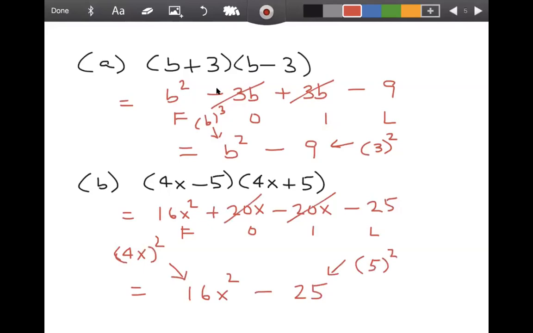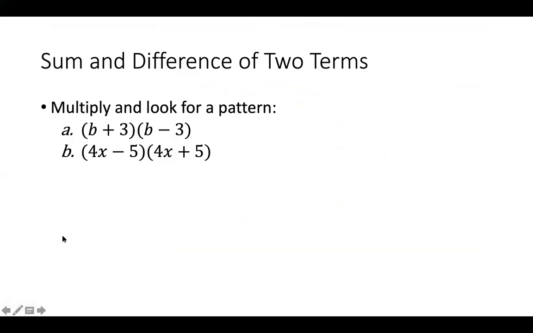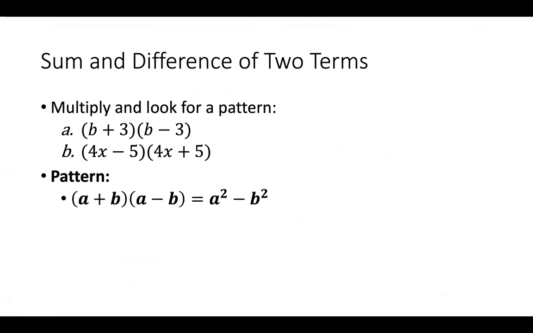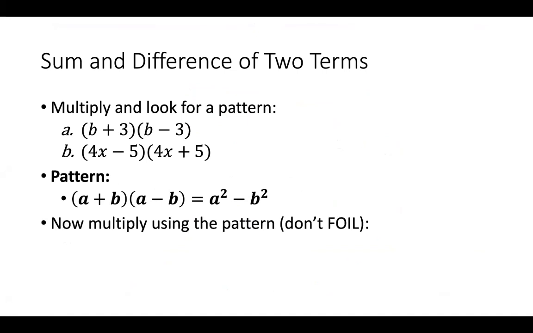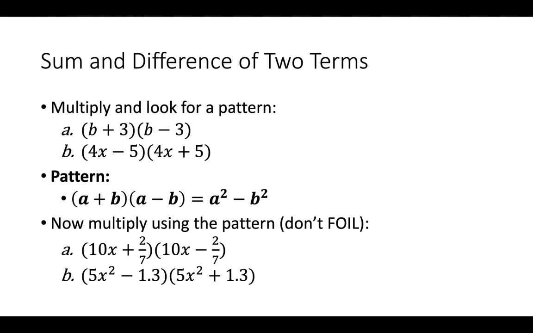All right, so the pattern, when you multiply the sum and difference of two terms, is a plus b times a minus b will always come out to a squared minus b squared. And by the way, I don't have it written down, but the order of those binomials doesn't matter. So if it was a minus b times a plus b, you would get the same answer. All right, so now we'll try these two problems using the pattern, and then that's going to do it for this section. So let's go back to the tablet one last time.